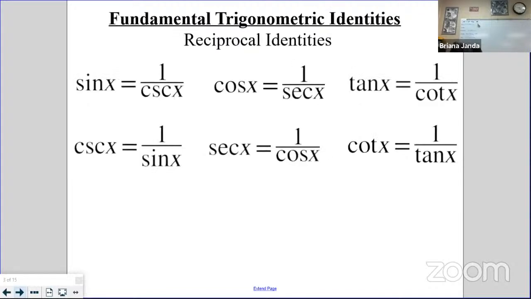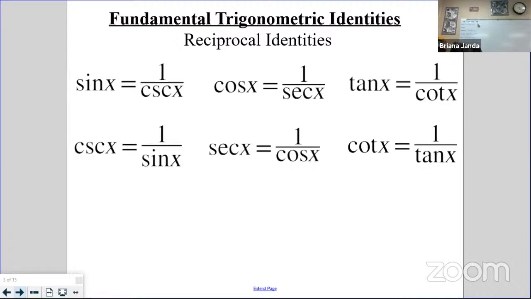Let's go to our identities cheat sheet. We're going to fill in a bunch of these identities. These ones should all look familiar, okay? Sine of x being 1 over cosecant x, and cosecant x being 1 over sine of x.